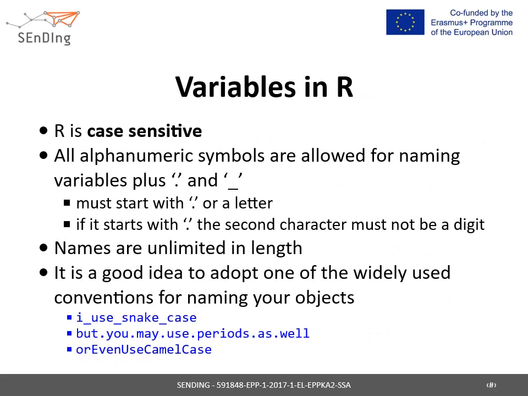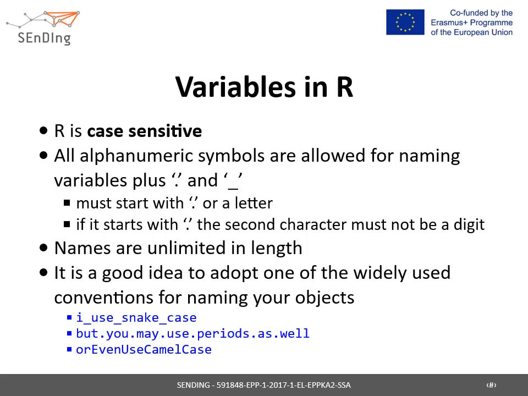Technically R is an expression language with a very simple syntax. It is case-sensitive as are most Unix-based packages, so A and a are different symbols and would refer to different variables. The set of symbols which can be used in R names depends on the operating system and country within which R is being run, technically on the locale in use. Normally all alphanumeric symbols are allowed plus full stop and underscore, with the restriction that a name must start with a full stop or a letter, and if it starts with a full stop, the second character must not be a digit. Names are unlimited in length.